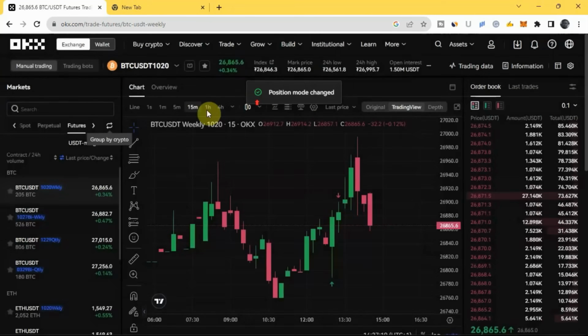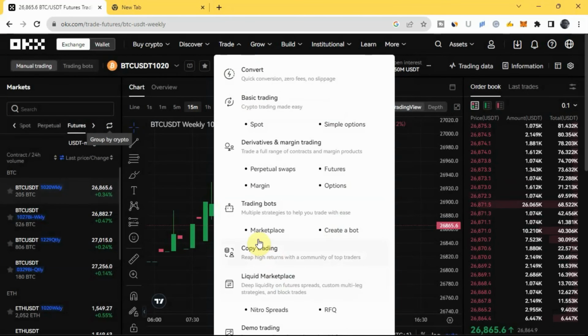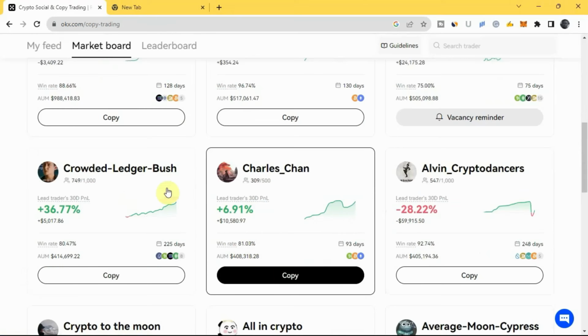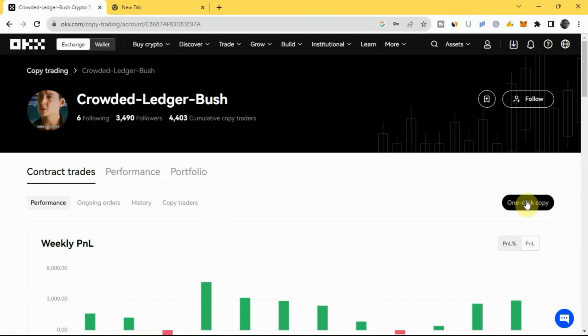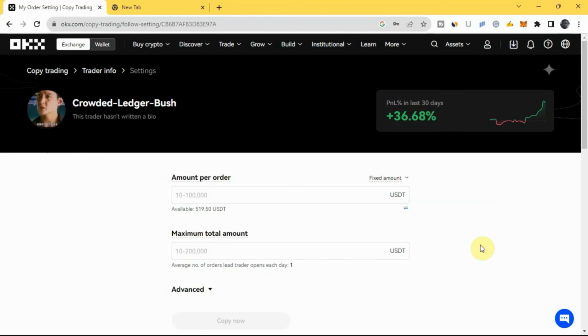So right now, let's go back to the copy trading page. So you come right here to copy trading. And so here's the trader I want to copy. And then you come right here and click on one-click copy. So you can see that once you've changed it to hedge mode, you can easily copy more than one trader.